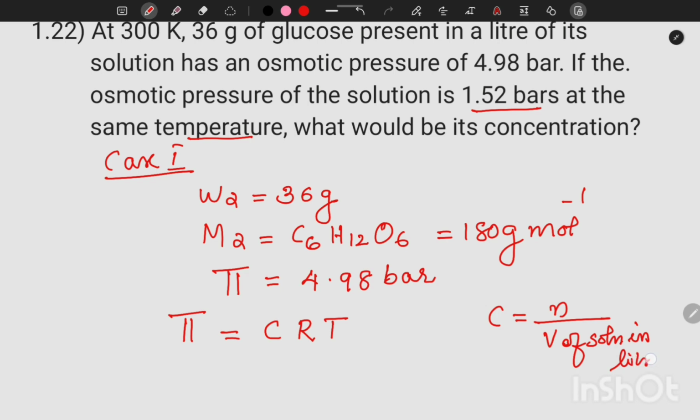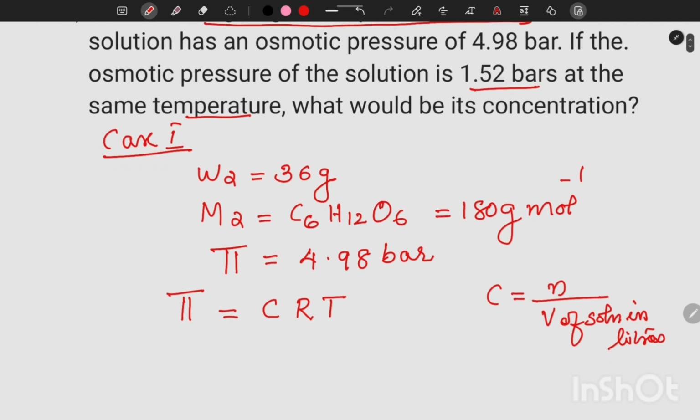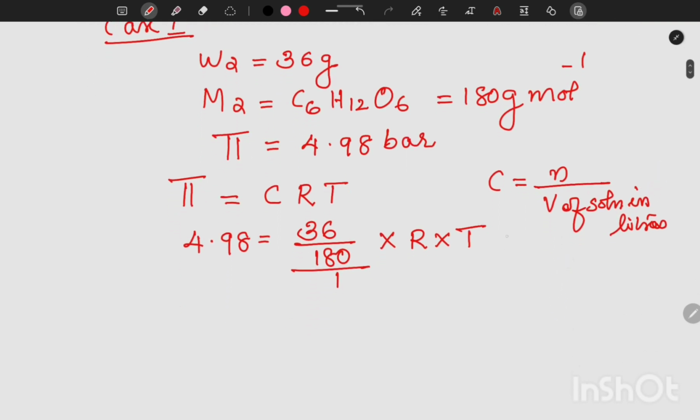Here in the question it is mentioned 36 gram of glucose is present in a liter. So volume is 1 liter. So 4.98 is equal to mass of solute, 36, divided by molar mass 180, divided by 1. Then we will get molarity. R is the universal gas constant and T is the temperature. So this is the equation for the first case.